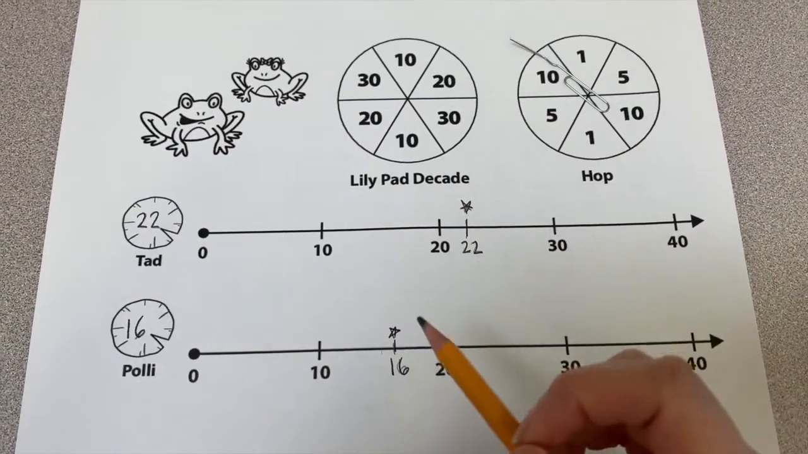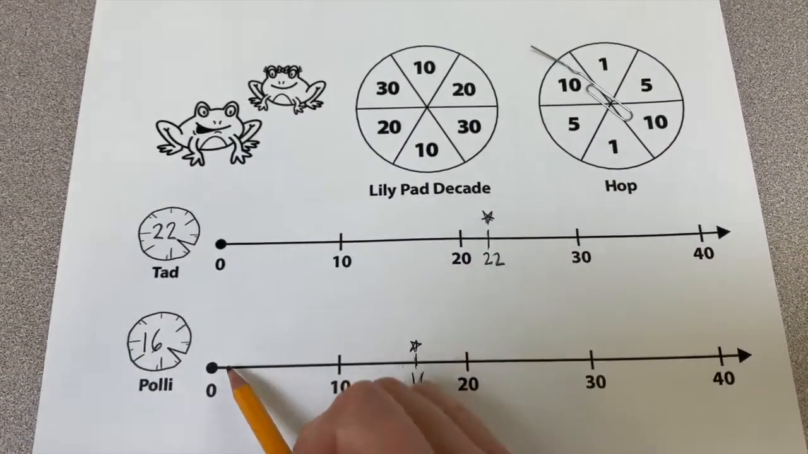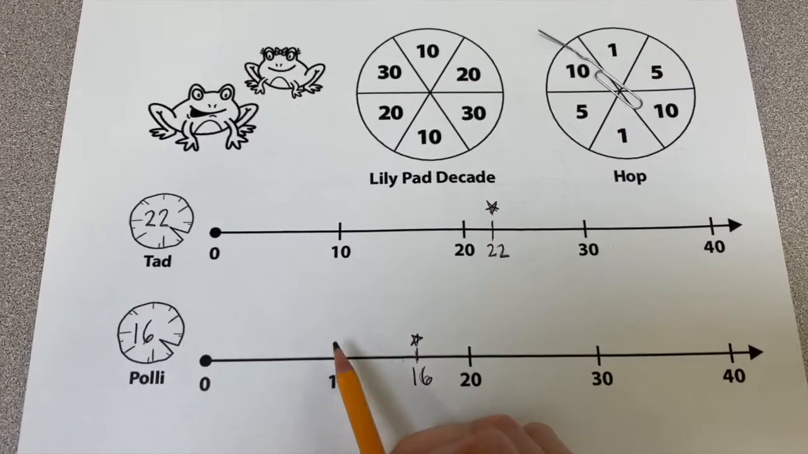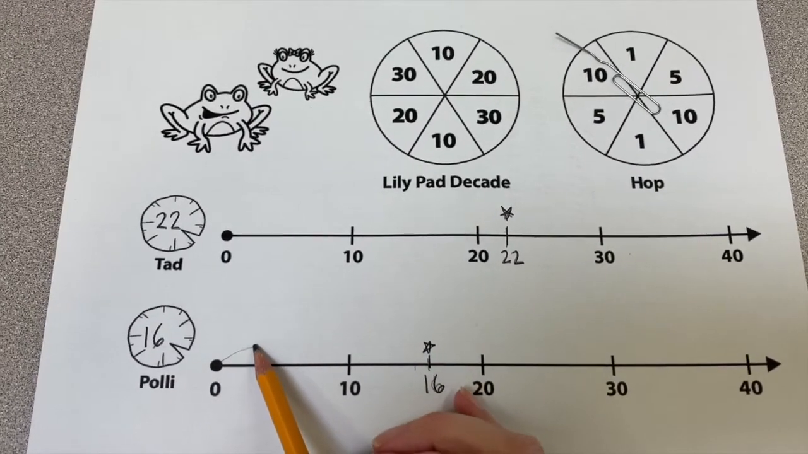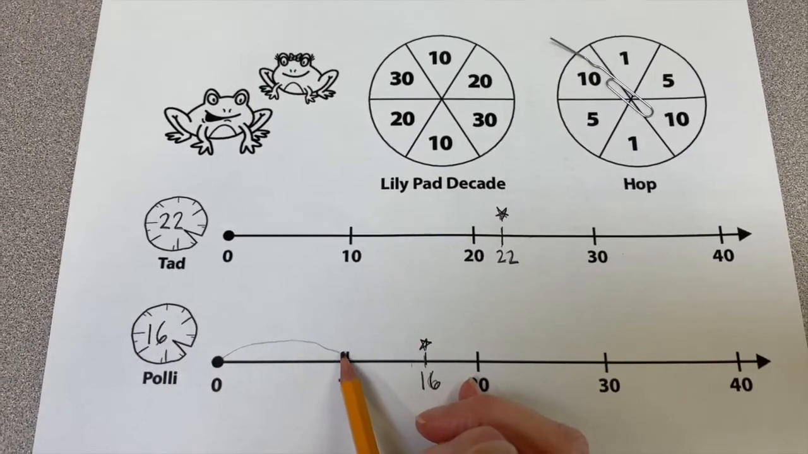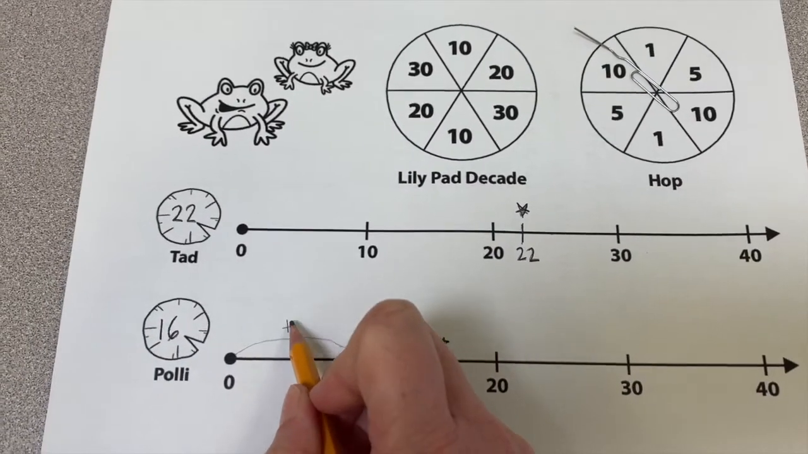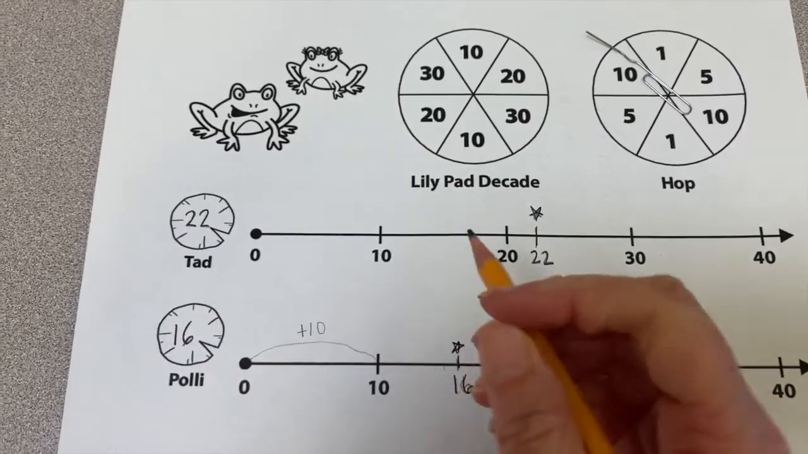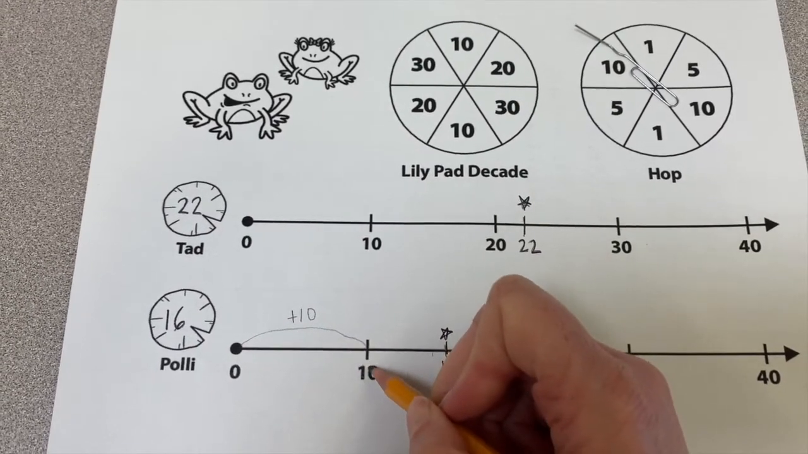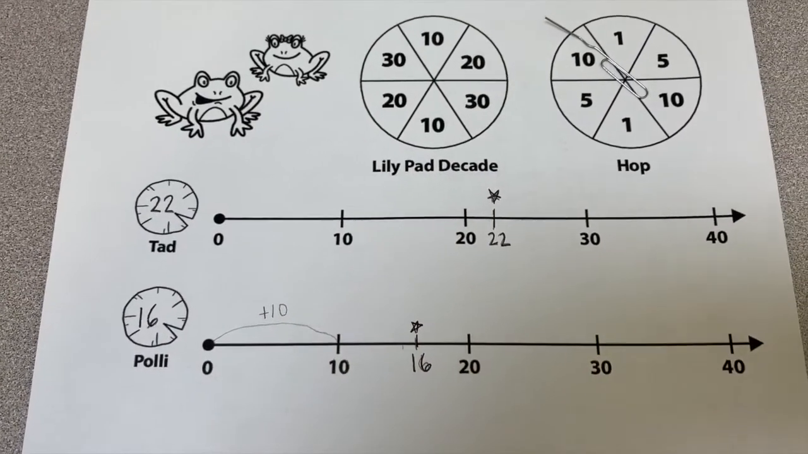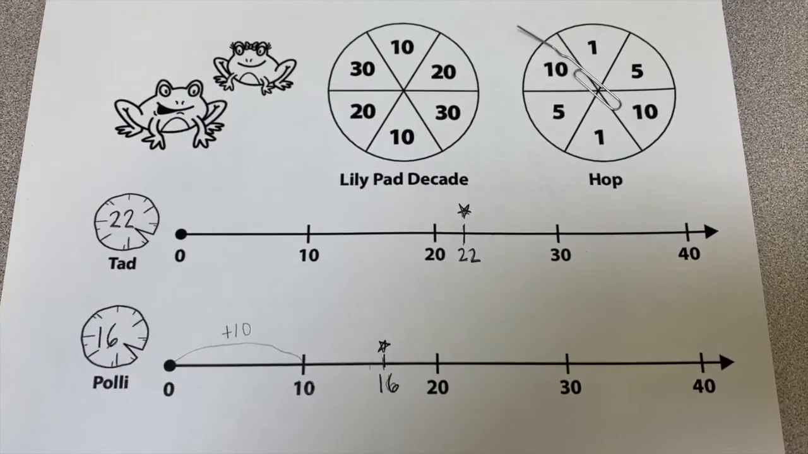Okay, Polly, you spun a 10. So from 0 to 10, we're going to show our hop. Every time you have a turn, you have to do 3 steps. Show the hop, show what's happening, plus 10, and then show where you ended up. And here is just a number right here, 10. Perfect.